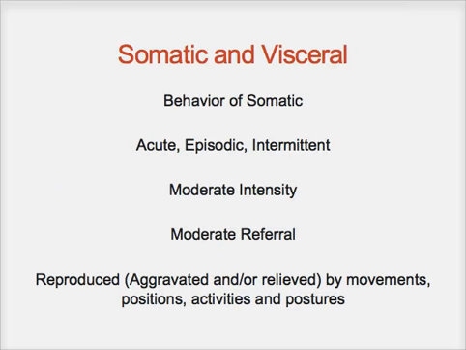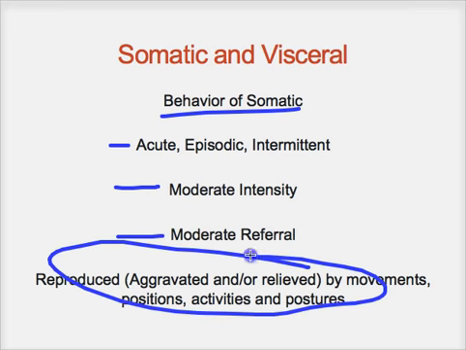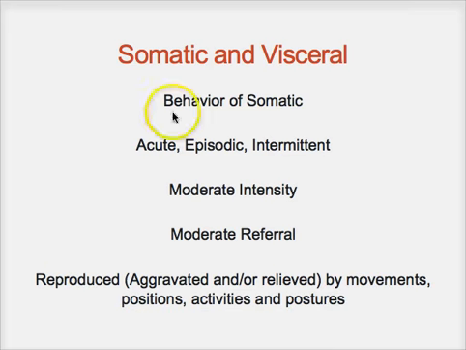So it's just another way of looking at the behavior of somatic pain. Behavior of somatic pains tends to be acute, episodic, intermittent, moderate intensity, moderate referral, reproduced, aggravated, and relieved by movements, positions, activities, and postures. This is a really key thing when we start talking about screening, because we can screen by looking for symptoms of visceral disease, or we can screen by looking for the absence of this.